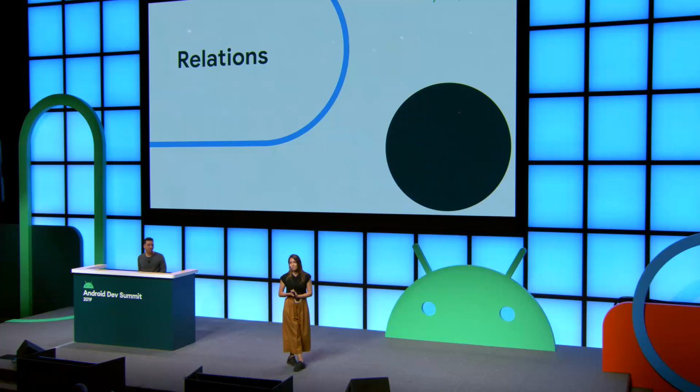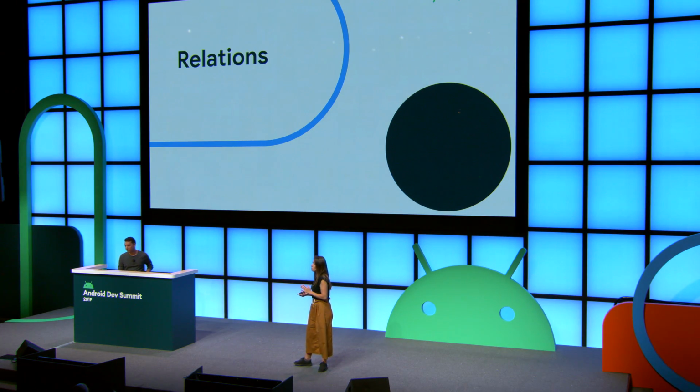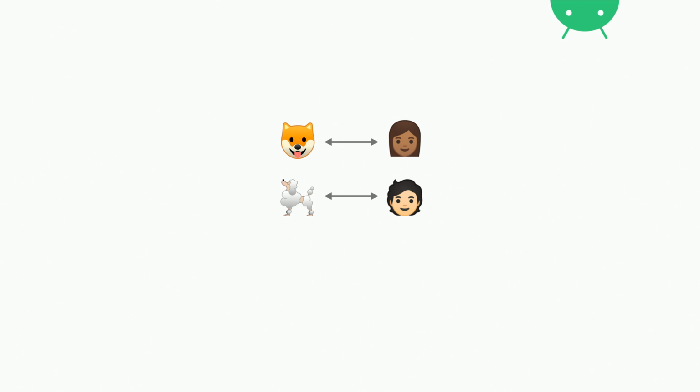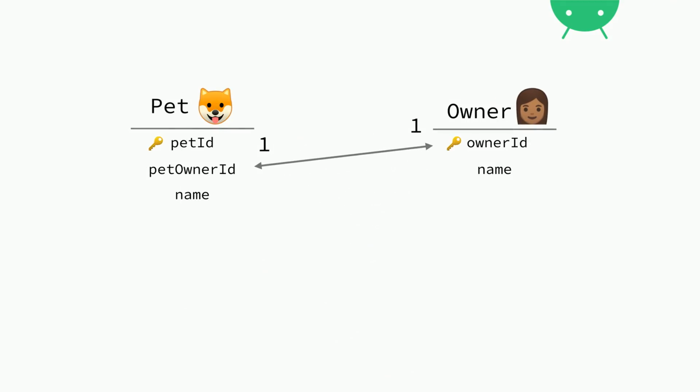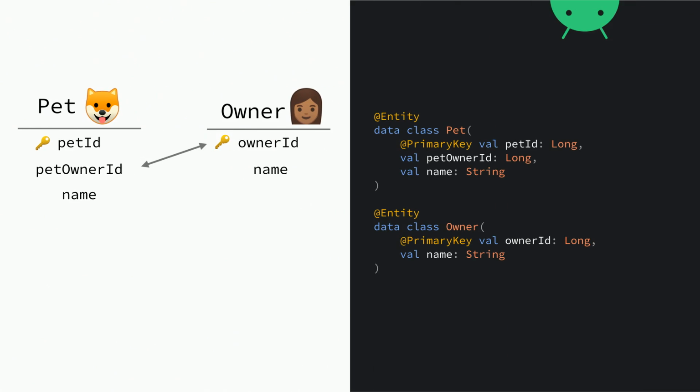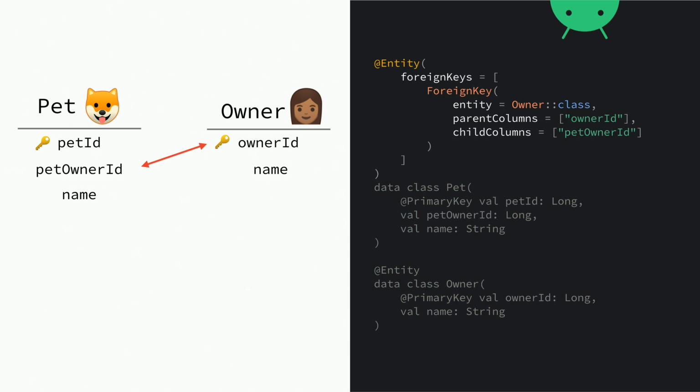Next feature is relations. This is not something new for Room, but what we did in 2.2 is to increase the support for relations. So today, let's do a crash course on what this means. Let's say that an owner can only have one dog. This is a sad world, but let's say that this is where we live. So this means that we have a one-to-one relation between the owner and the pet. This can be translated into a database like this: we would have two tables, a pet table and an owner table, and the pet table would also have a reference to the owner ID. For Room, this means that you would need to create two entities, one for pet and one for owner. And if you really want to enforce this constraint between the pet owner ID and the owner ID, you could use a foreign key.